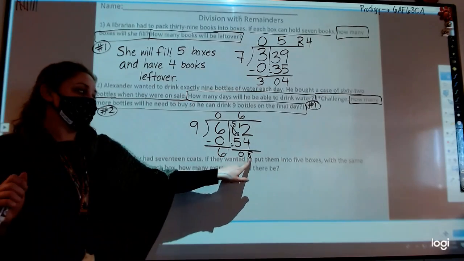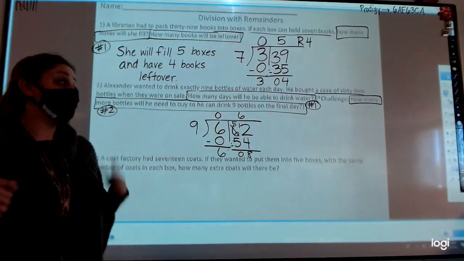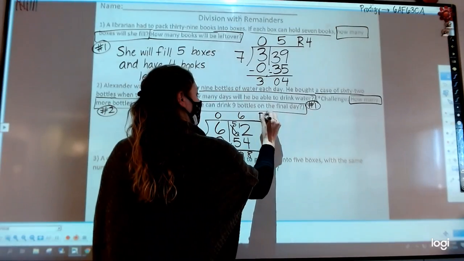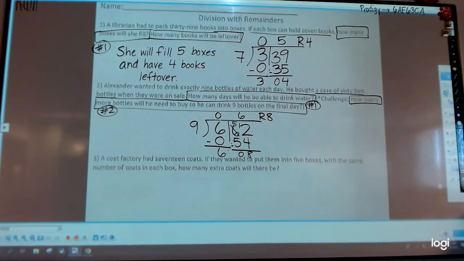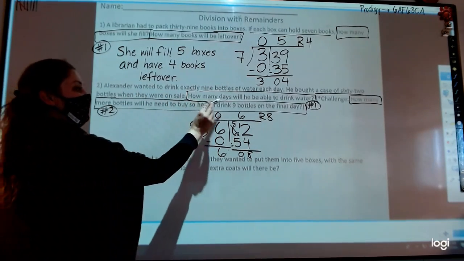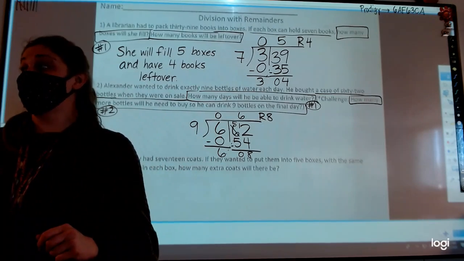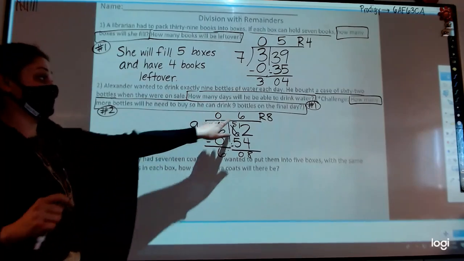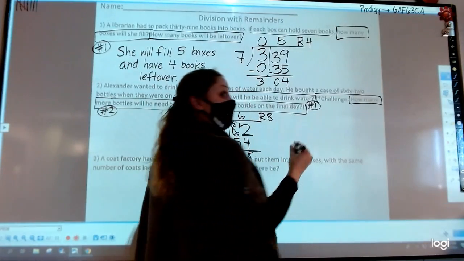All right, what do I do with this 8 now? Because I don't have any more places to carry it. Angie? It's your remainder. So I have 6 remainder 8. That is not my answer. It's pretty close, right? But that's not quite right. For my answer they want me to say how many days will he be able to drink water? 9 bottles. How many days can he do that? Josiah? 6. Okay, we had 6 complete groups. So he can drink 9 bottles for 6 days.